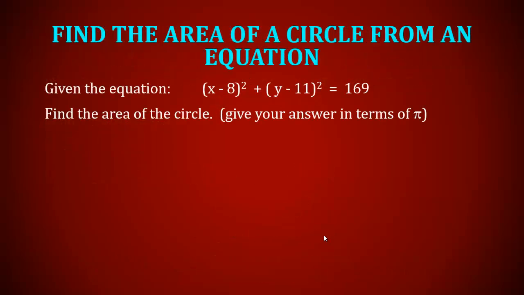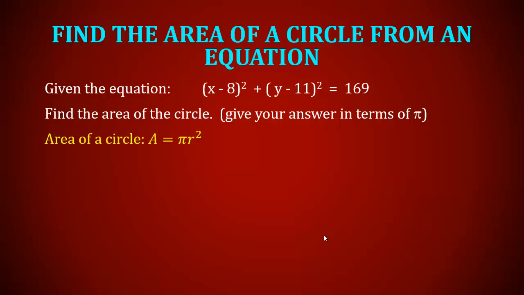All right, and finally, we need to find the area of a circle from the equation. We've got (x − 8)² + (y − 11)² = 169. We need to find the area of the circle, and we want our answer in terms of pi. So let's start with the formula for the area of a circle: area equals pi r squared.